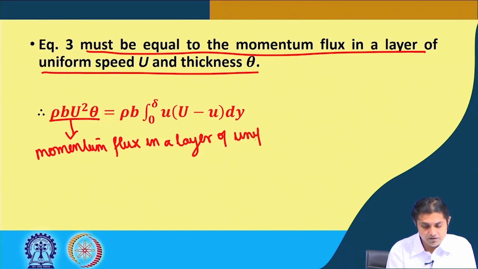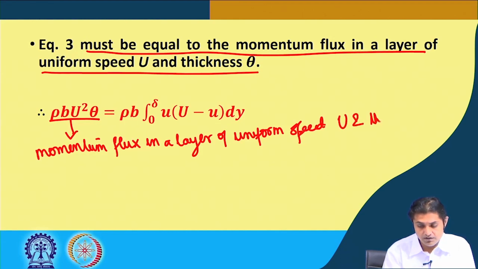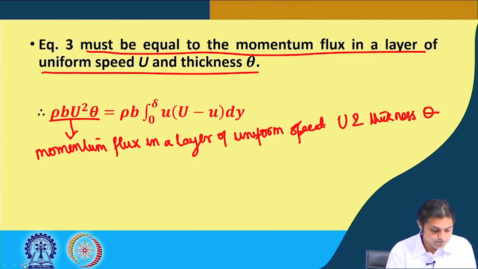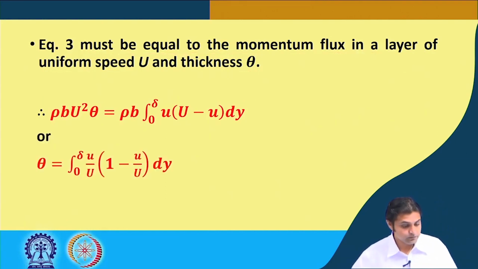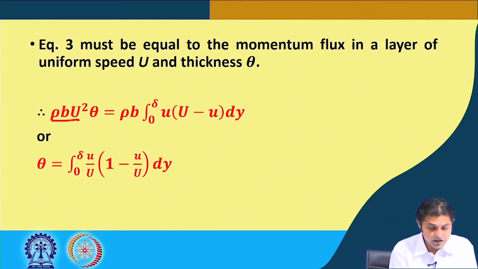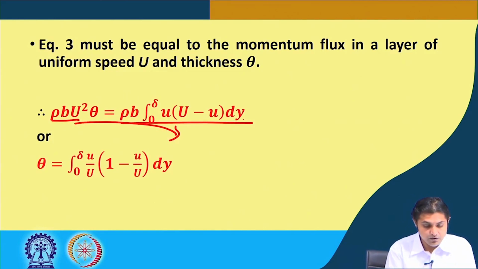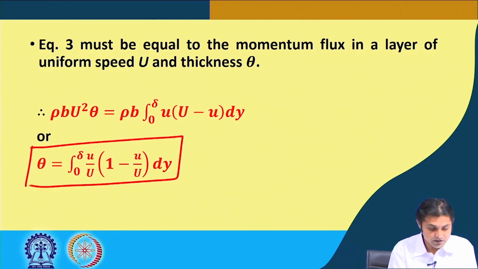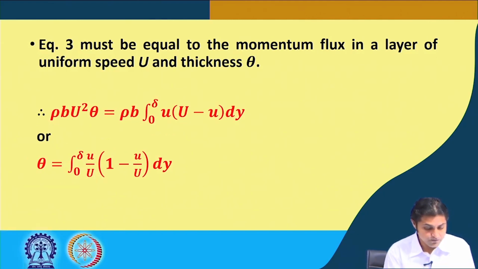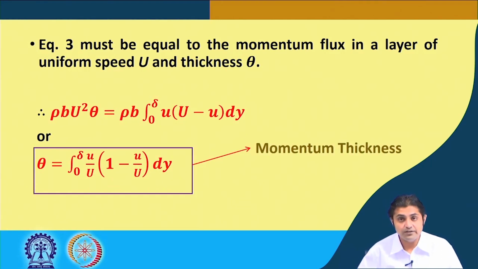So, we equate rho b U square theta, because this is the momentum flux in the layer of uniform speed U and thickness theta. Or if we take this down here as a denominator, rho b will get cancelled, and this will become integral of (u by U) into (1 minus small u by U) dy. So, this is the momentum thickness.